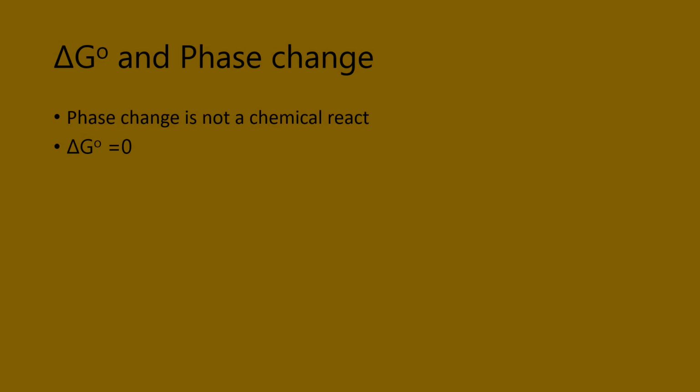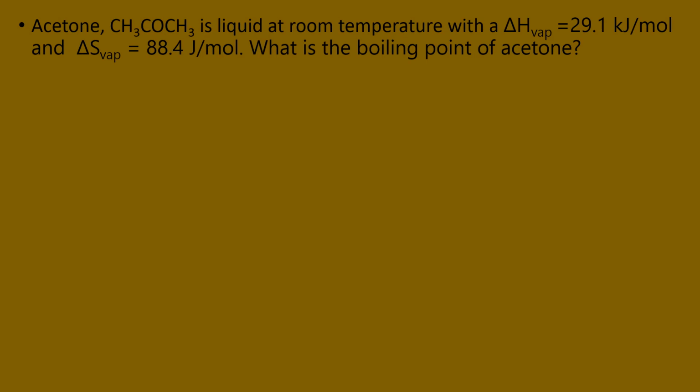Okay, so G and the phase change. Phase change is not a chemical reaction, so delta G at a phase change is 0. Acetone is a liquid at room temperature with a delta H of vaporization of 29.1 kilojoules per mole and a delta S of vaporization equal to 88, again, joules per mole as opposed to kilojoules per mole. What is the boiling point of acetone?